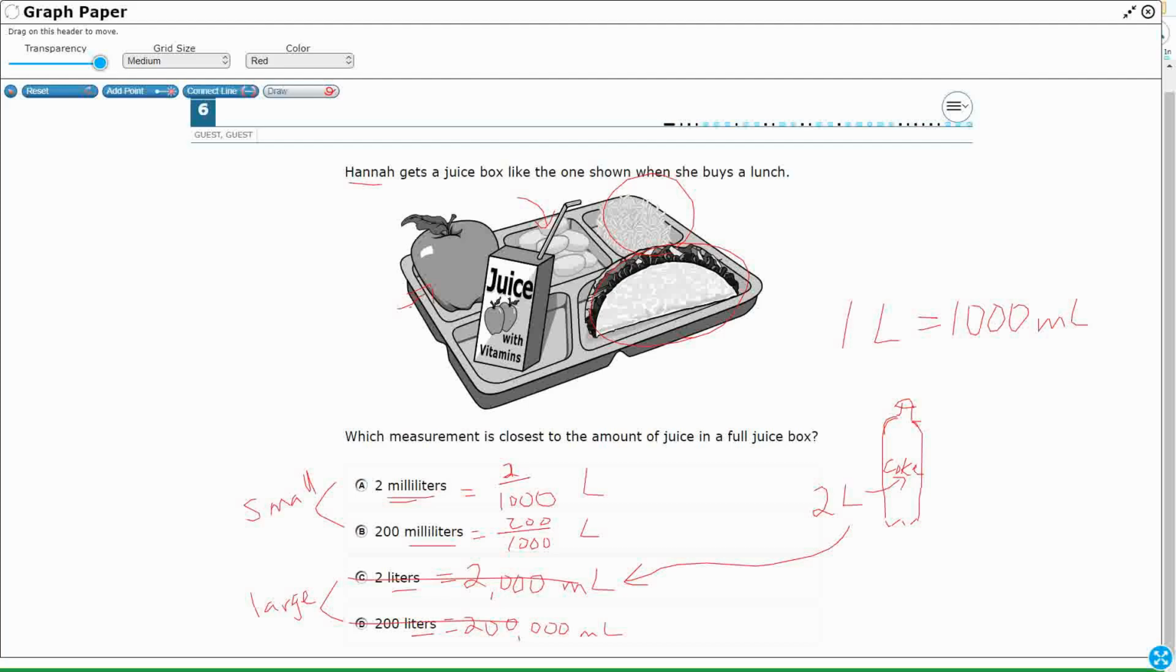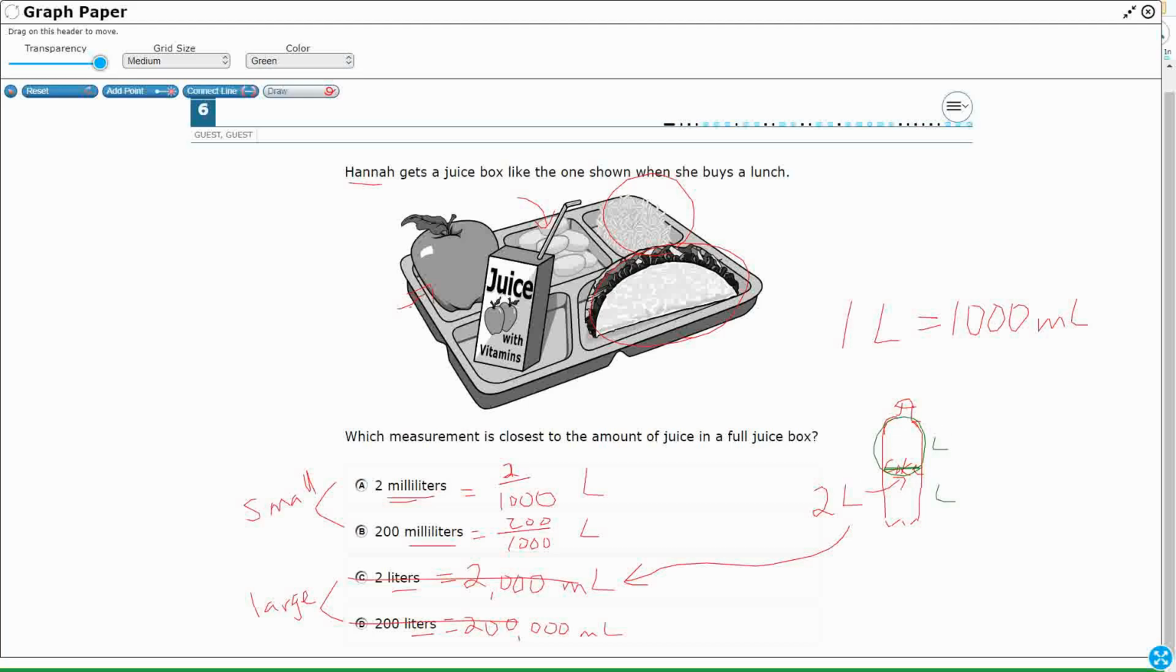It's not going to be 200 liters. Those are way too big. So I'm looking at 2 milliliters or 200 milliliters. Okay, so we're looking at milliliters. These are the liters. So first, let's take our 2 liter. Let's cut it in half. Okay, so that's a liter and that's a liter. So we're looking at this size right here.